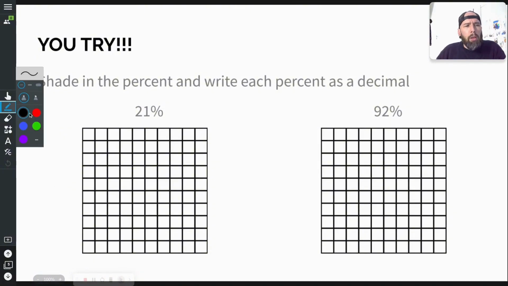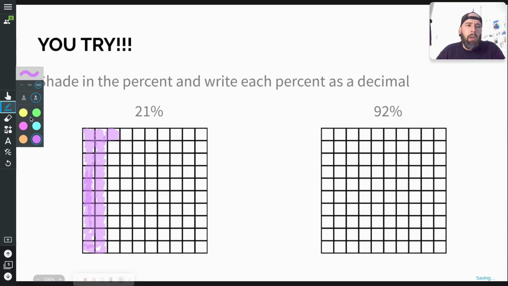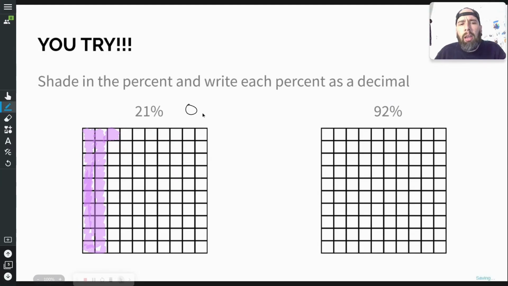All right, welcome back. So let's shade 21%. One row is going to be 10. 2 rows is going to be 20. So I have 20 shaded right there. Adding one more is going to be 21. So I shaded 21 out of 100. 21 hundredths is 0.21.